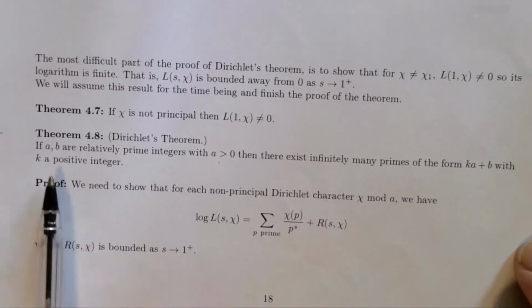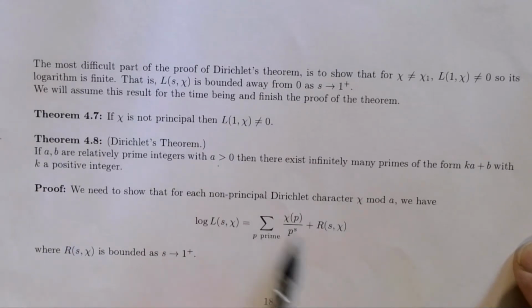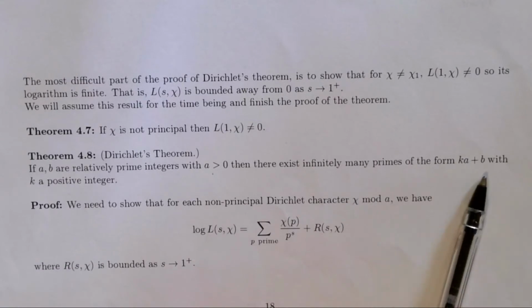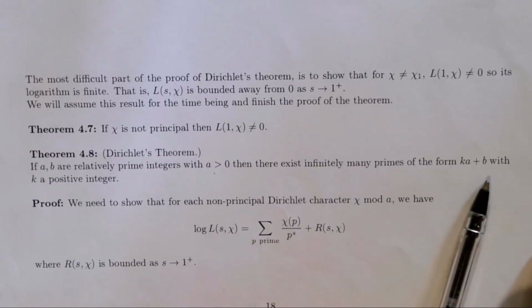So if a and b are relatively prime, a bigger than 0, there are infinitely many primes of the form ka plus b, k a positive integer. That means infinitely many primes in the corresponding arithmetic progression, provided the first two terms are relatively prime.